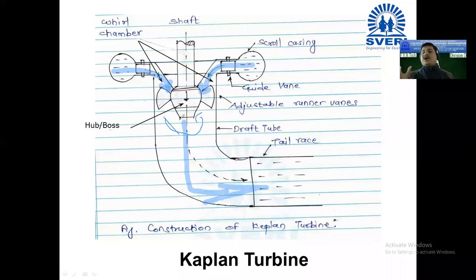So the hub or boss is also going to start its rotation, and the shaft is connected to that particular hub, and in this way your shaft is going to start rotating. This shaft is connected to the generator shaft, and at the other end the generators are generating electricity. So this is the very very simple mechanism.